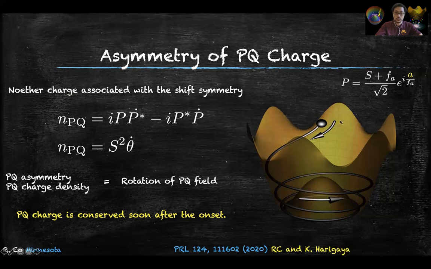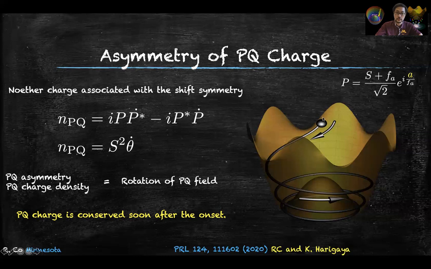S is the radius, the Saxion field value. Theta dot is the angular speed in the Axion direction. And this is not surprising because the shift symmetry here is nothing but the rotational symmetry in the classical sense. And the conserved quantity is angular momentum. And this is exactly the formula for angular momentum, R squared omega.